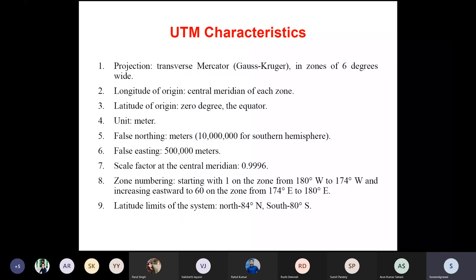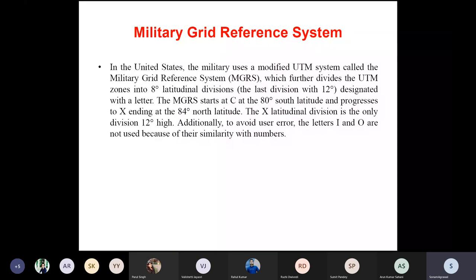There is a variation of the UTM called Military Grid Reference System, MGRS. In MGRS, the zones are further divided along the latitude. You can say it is an extension of the UTM that uses latitudinal division also. In the United States, the military uses this modified UTM system, which further divides the UTM zones into 8 degree latitudinal divisions designated with a letter.